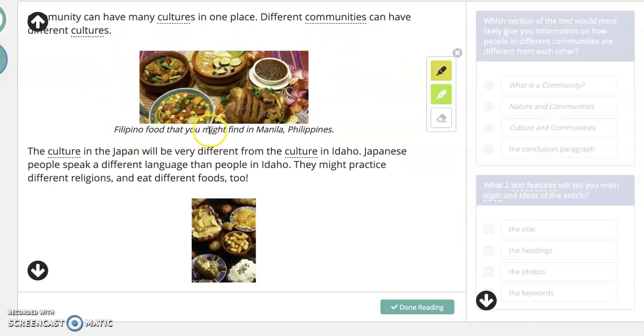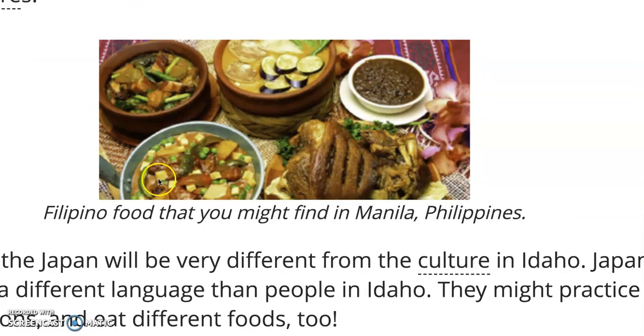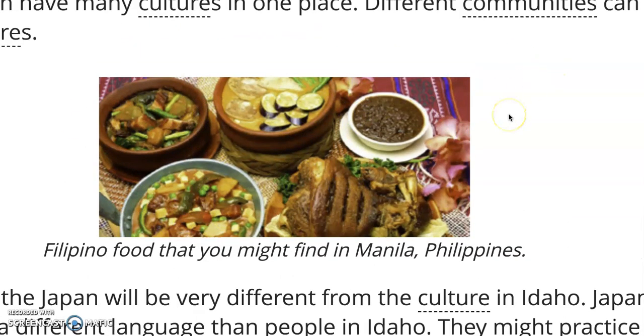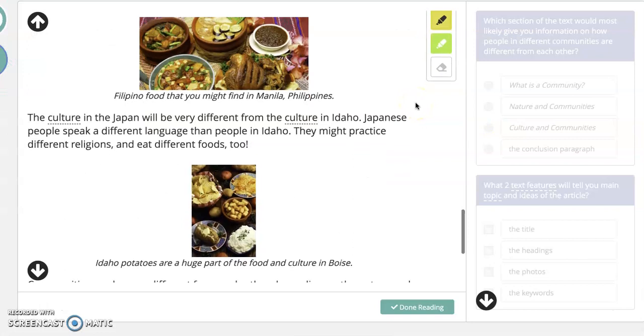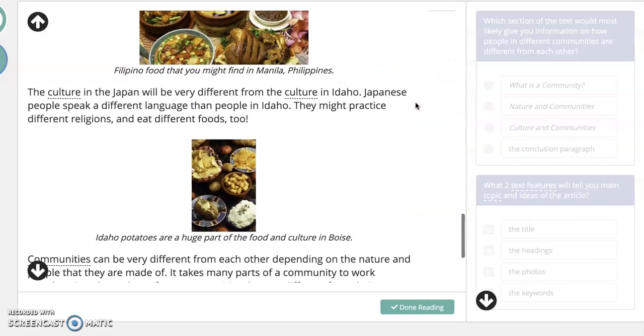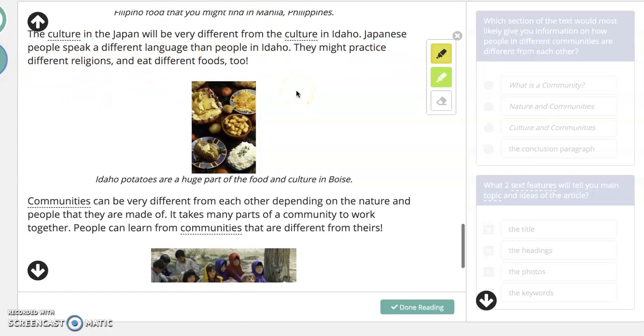So this says Filipino food that you might find in Manila, the Philippines. That looks very interesting. Does that look like what we typically eat on a daily basis? No, probably not for most of you, right? So that shows that it's a different type of community there. The culture in Japan will be very different from the culture in Idaho, which is a state in the United States. Japanese people speak a different language than people in Idaho. They may practice different religions and eat different foods too.